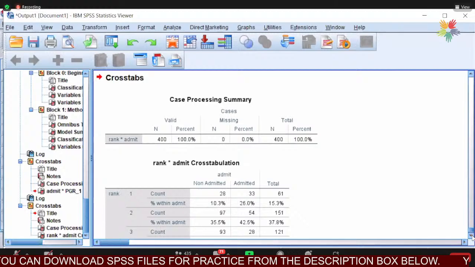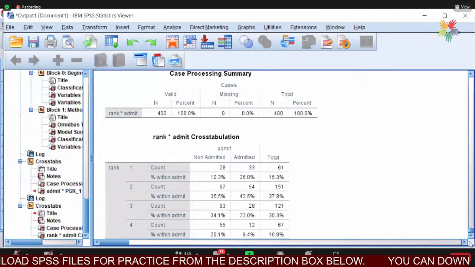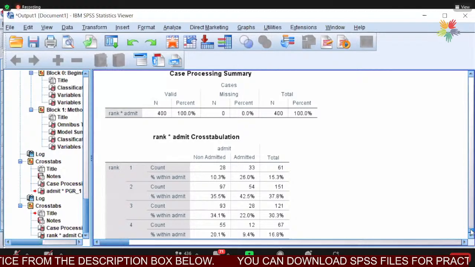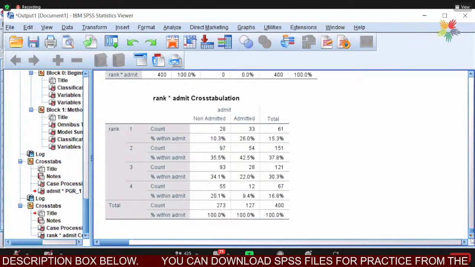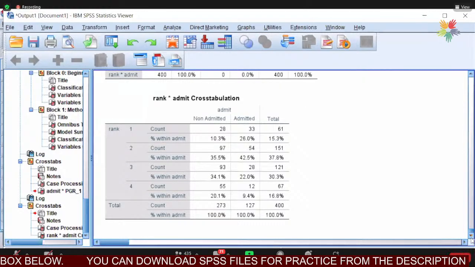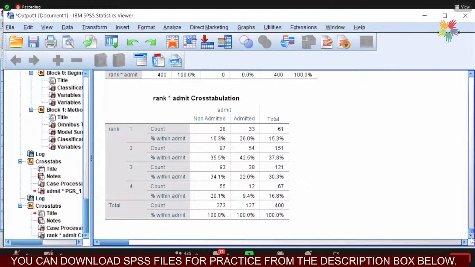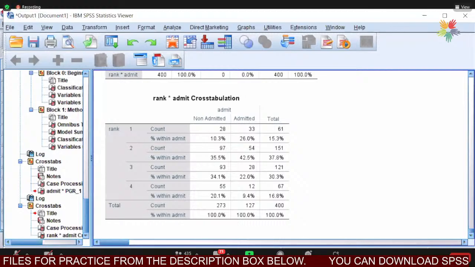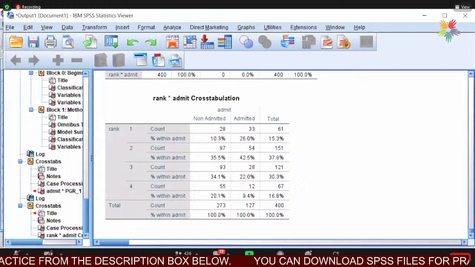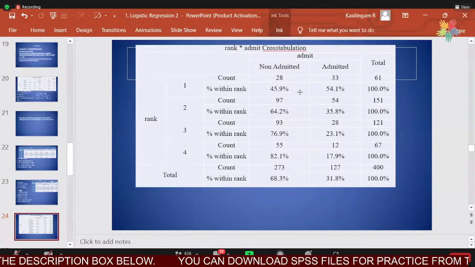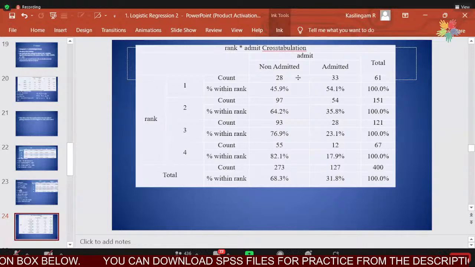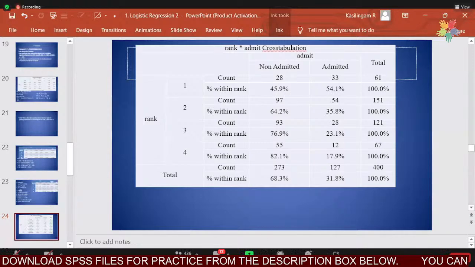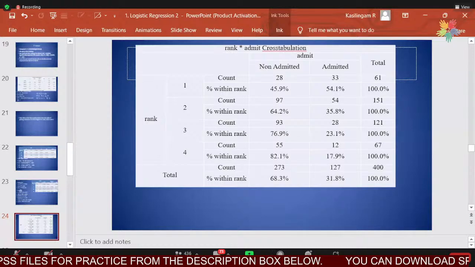Rank 1. Now this is admitted, right? So here is admission, rank 1, 45.9, 54.1, right? So I should get 54.1.